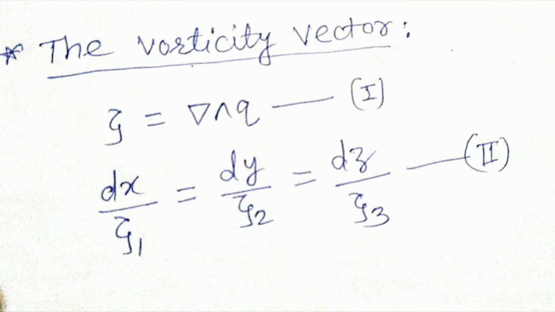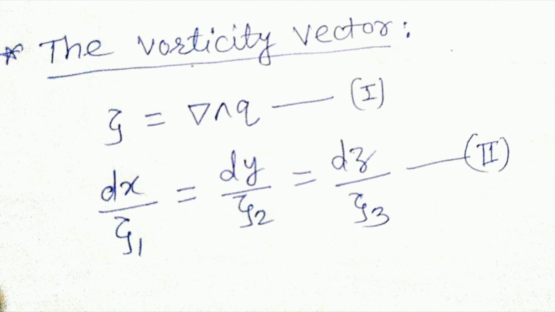Now consider the flow for which curl q is not equal to 0, and therefore the vector zeta is equal to del cross q, which is the equation first. This equation first is called the vorticity vector. For potential flow, zeta is expressed by zeta is equal to 0.